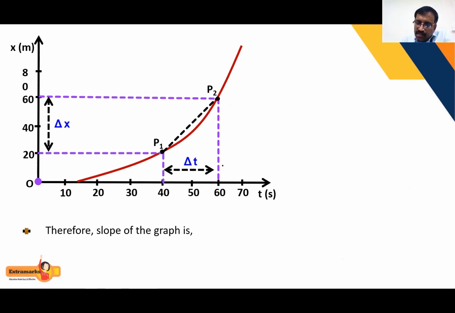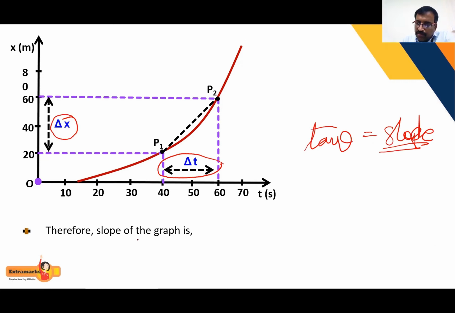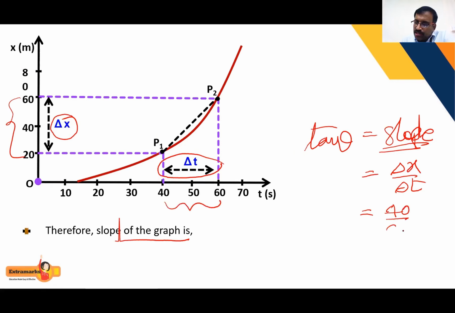You see here in the diagram itself, once again they have been drawn. So any graph is there. If you want to find tan theta, you know that we can say it as slope. Therefore slope of the graph is nothing but, as we discussed, delta x by delta t, means y coordinate by x coordinate. So what is delta x? You can see here 20 to 60, 40, by delta t, how much? 40 to 60, 20. Then the answer is crystal clear, 2 meter per second, which is V average, because delta x by delta t is nothing but V average.